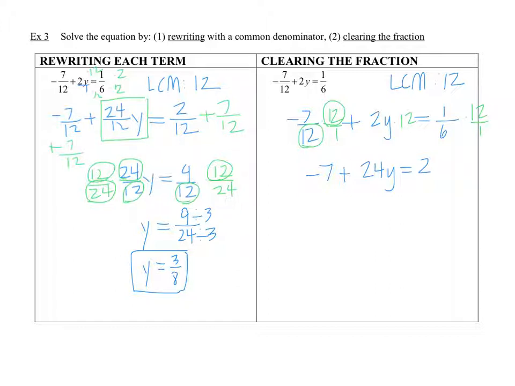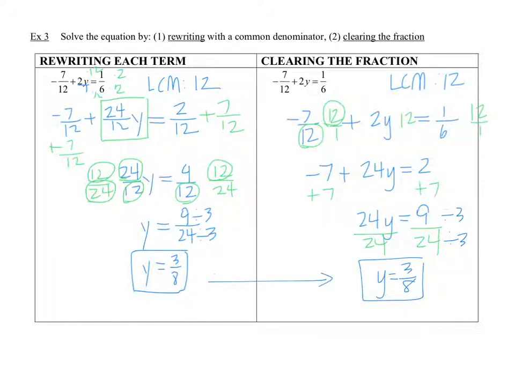From here, it's just solving a two-step. I'm going to isolate the 24y by adding 7 to both sides. I'm left with 24y equals 2 plus 7 is 9. Dividing by 24 is my last step to completely isolate the y. And from the previous problem, we know that we can divide 3 out of both the numerator and denominator, and y equals 3 over 8, and again, the solution matches on both sides. Now you'll complete some independent practice with each of these 3 example types.